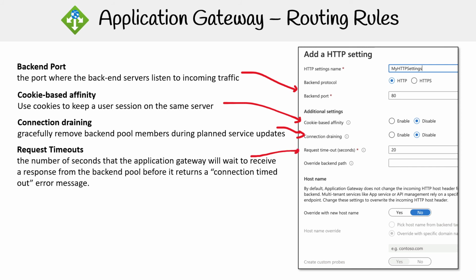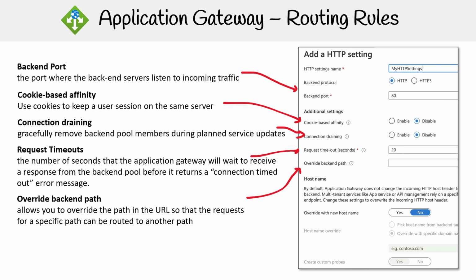Then you have request timeouts. This is the number of seconds the application gateway will wait to receive a response from the backend pool before it returns a connection timeout error message. And last, we still have override backend path. This allows you to override the path in the URL, so the request for a specific path can be routed to another path. The idea is, imagine you want to send it to bananas, and you want bananas to actually internally route to oranges. I don't know why you want to do that. Or maybe to plantains. That'd make a lot more sense. So that's something you can do.